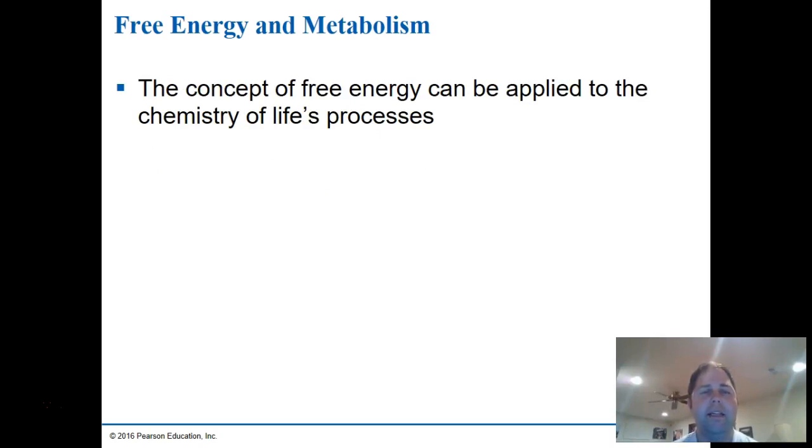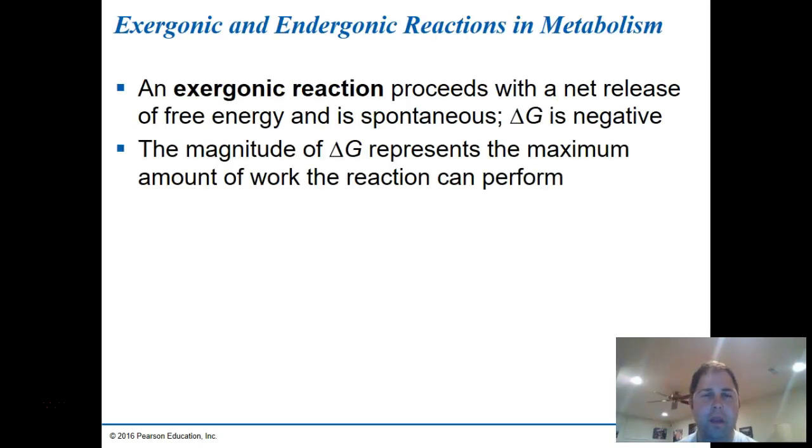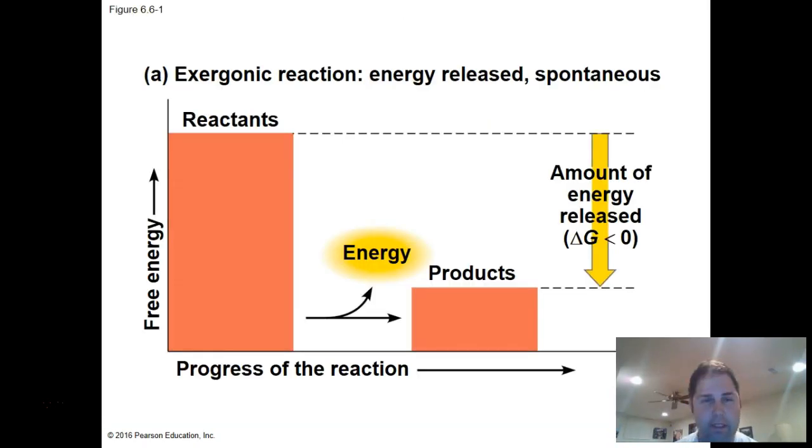We can take this idea of free energy and apply it to the chemistry of life. And we'll add some more vocabulary here. An exergonic reaction is a reaction where we have a net release of energy. Delta G is negative, and we can see this in a graph here. If we start with our reactants and go to our products over the course of the reaction, we've released this much energy, the difference between the products and the reactants. So G final minus G initial gives the delta G, and this is going to be negative. This is an exergonic reaction. It's going to be spontaneous.